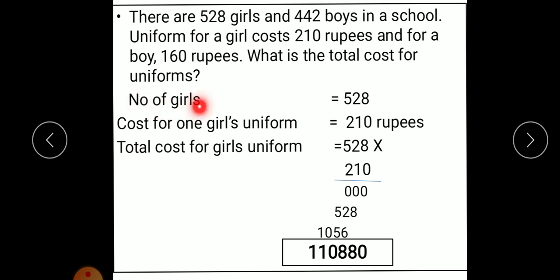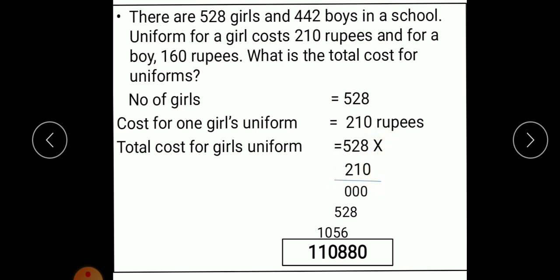First of all you have to write the number of girls. The number of girls is how much? 528. Write here the cost for one girl's uniform. It is given as 210 rupees. Total cost for girls' uniform: for one girl it is 210 rupees, then for 528 girls the amount will be how much? Yes, you have to multiply these two numbers, 528 into 210.